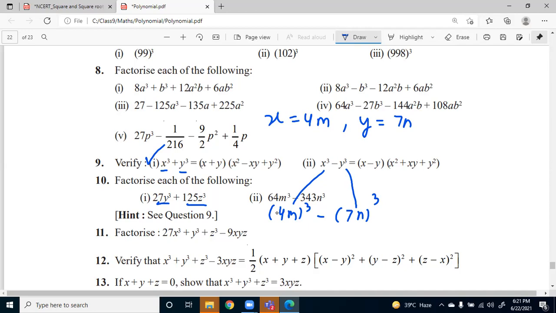So now I am having the value of x, I am having the value of y. Now I am putting it in the formula. So I am putting it in the right hand side. So what should I write in the first bracket? It is x minus y. So it should be 4m minus 7n. So this is making my first bracket.